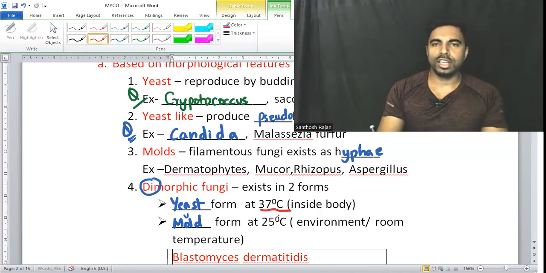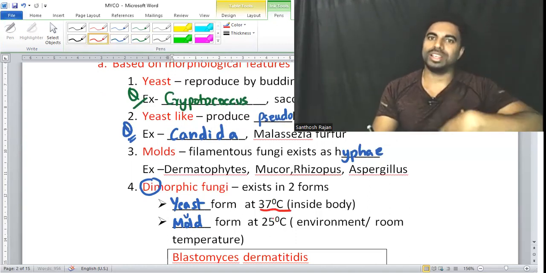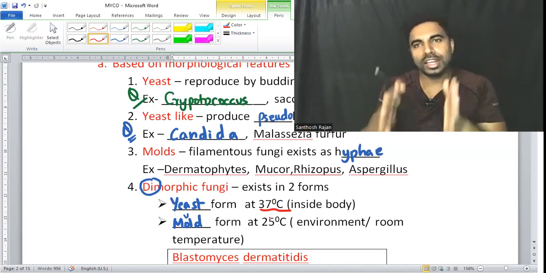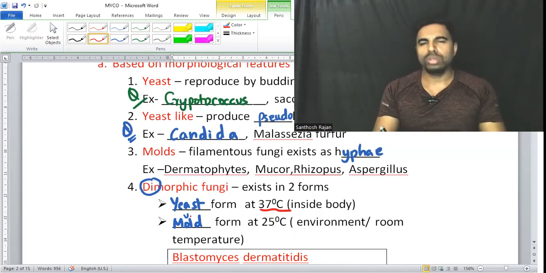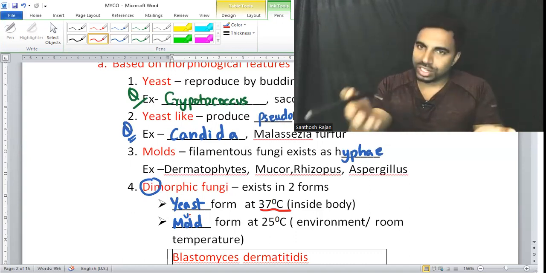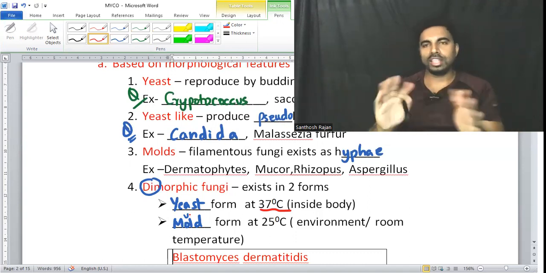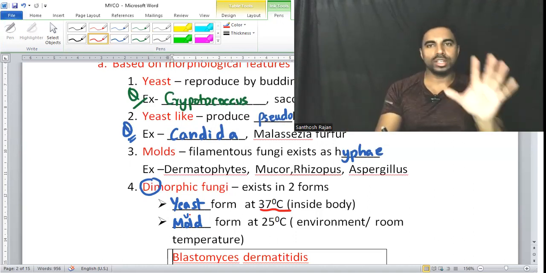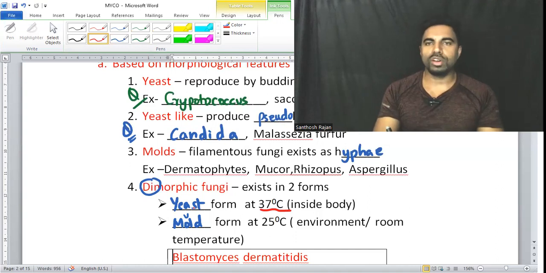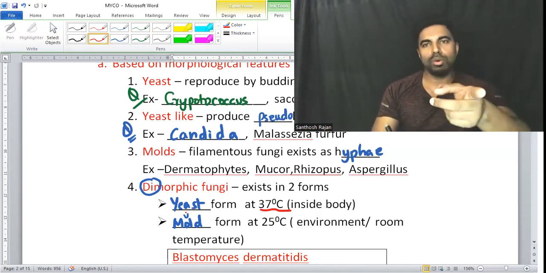Okay, so 37 degrees means our body is always at that temperature. Inside the body, Candida grows, right? Candida is yeast, Candida and Cryptococcus are yeast. In the lab also, we grow at 37 degrees Celsius only. Either way, remember, either in the body or when you grow it in the incubator, it is 37 degrees Celsius. And at 25 degrees the mold grows. Some of the fungi have this property, they can be mold and yeast.